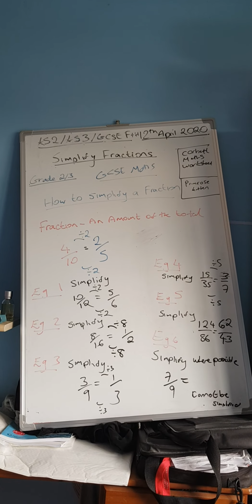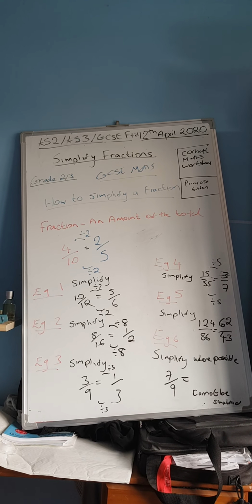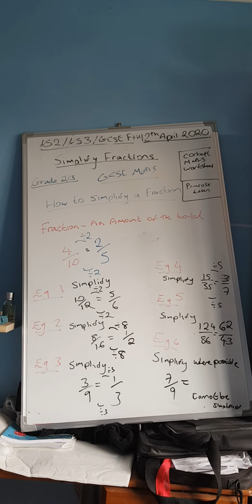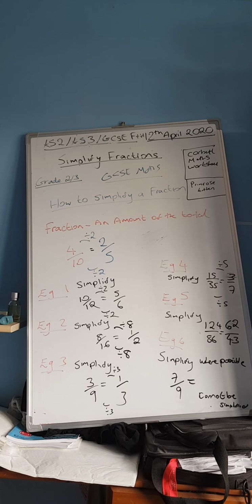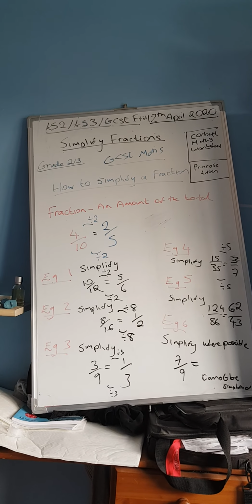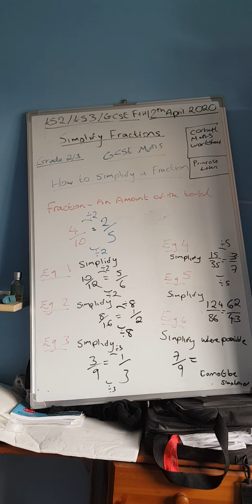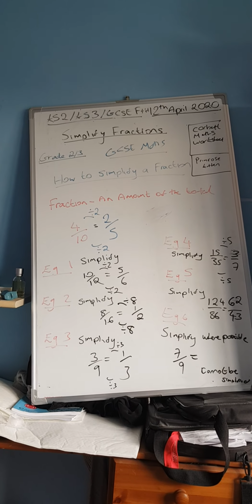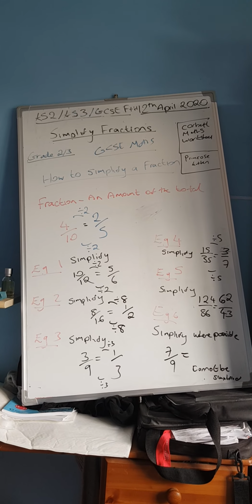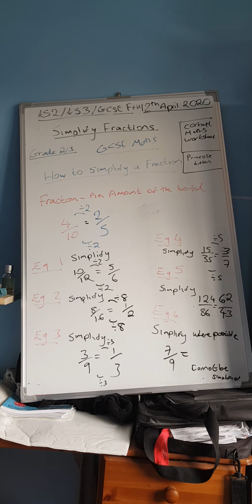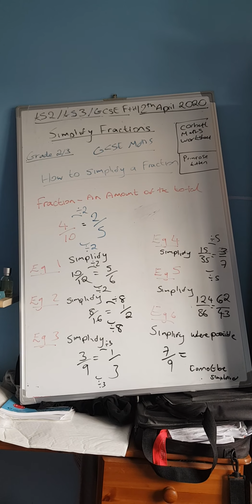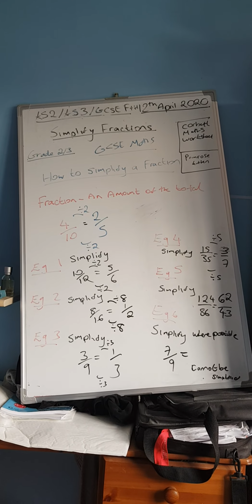So how to simplify a fraction? The way we do it is we try and look for what we call the highest common factor. A fraction is an amount of the total. If you think about a pizza split into 6 pieces, and I took one piece, the slice that I took would be classed as a fraction, so it would be 1 out of 6. A fraction is just the amount taken out of the total. So that's like a little summary.